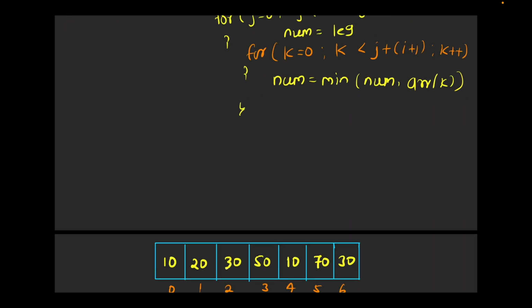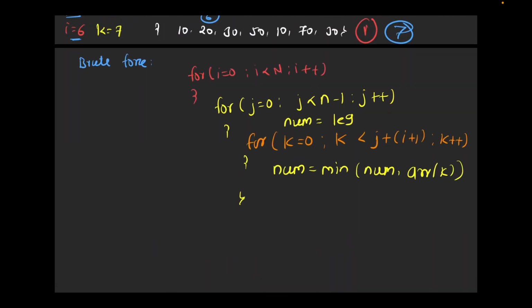And once we find the minimum, what do we need to do? We need to update the maximum from all the minimums. So simply, once I come out of this loop, I will update answer equals maximum of answer comma num. So whatever maximum we get, we will simply store. So this loop will start over here and this loop will end over here.